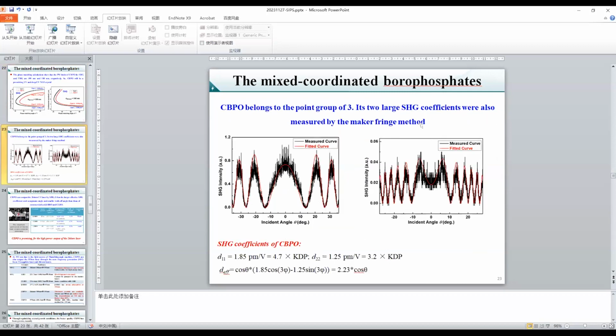In addition, we also measured its SHG coefficient by the Maker fringe method. For CBPO, it belongs to the 3 point group, so it has two large SHG coefficients. For d11, it's around 5 times KDP, and for d22, it's around 3 times KDP. And with these parameters, we can evaluate its potential application in the UV and deep UV.